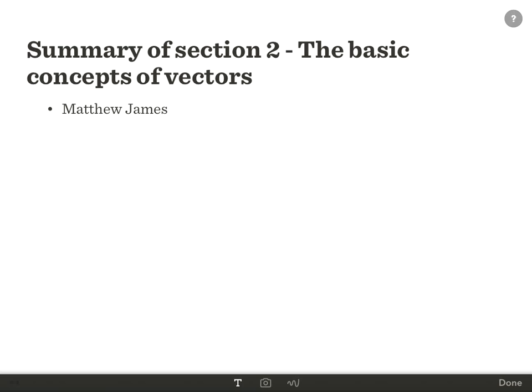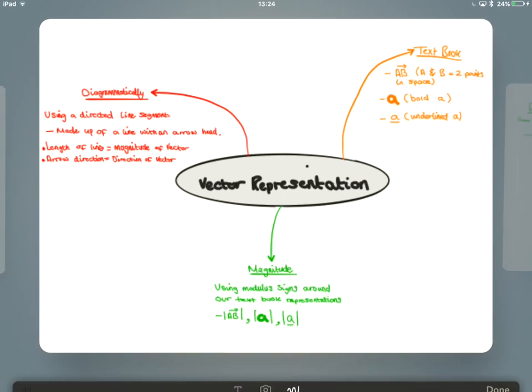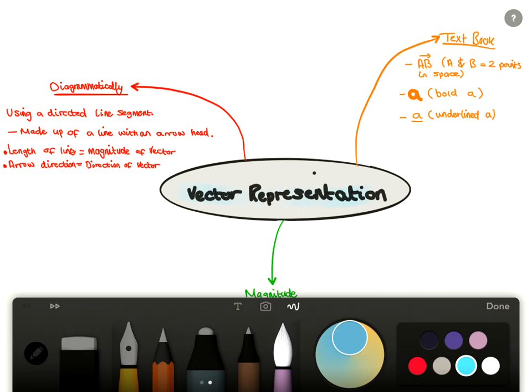Okay, so this is going to be a video on a summary of section 2, which is the basic concepts of vectors. So I'm going to start off with the vector representation. There are two ways of doing this: diagrammatically and via textbook.